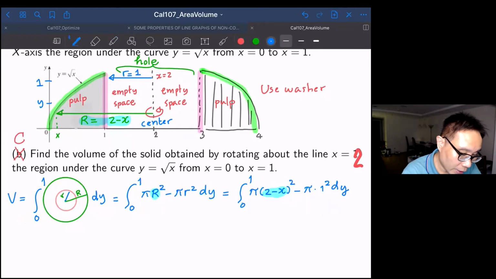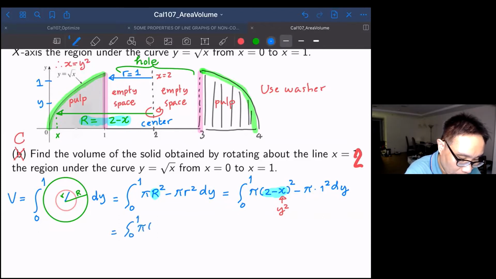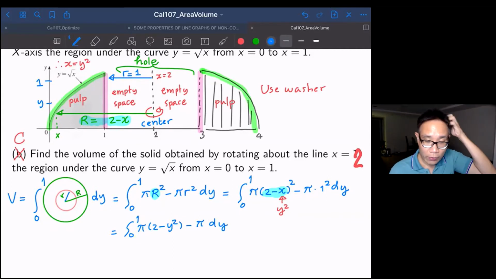And don't forget, you need to change this in terms of y. So you have x equal to y squared. Okay, so x is equal to y squared. So you end up with the integral from 0 to 1 of pi times (2 minus y squared) squared, minus pi, dy. Okay, so this is how we have the volume of the solid.